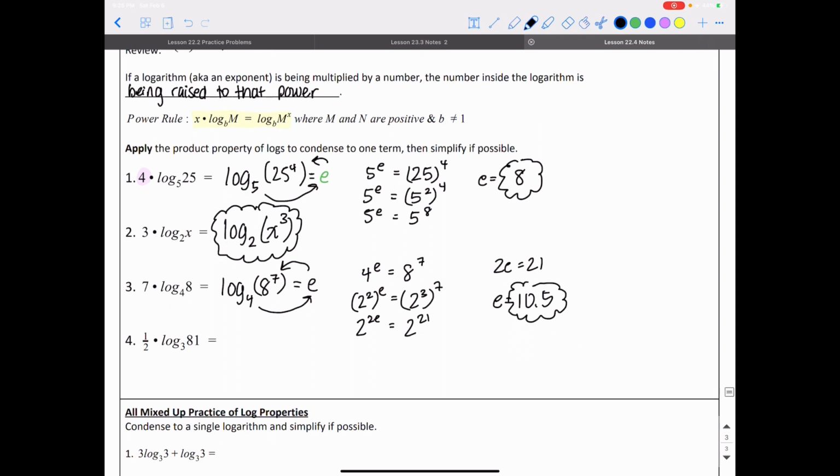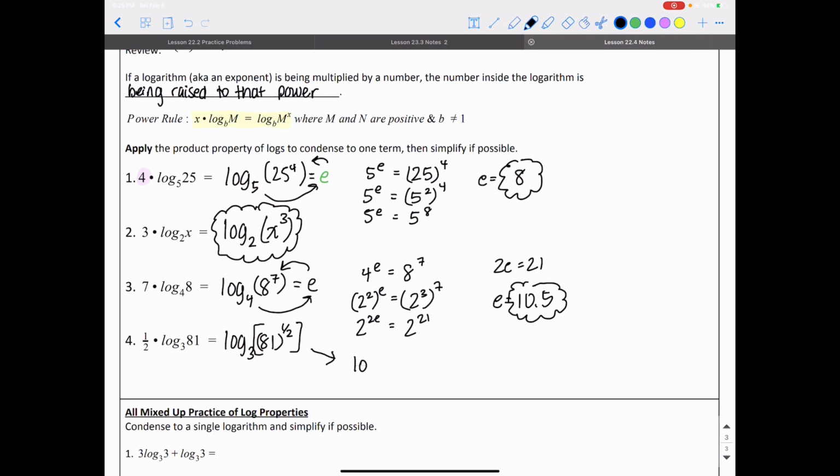10.5. For the last one, I have 1/2 times log base 3 of 81. That's the same as log base 3 of 81 raised to the 1/2 power. Actually, yes, 1/2 power, and this is inside of the logarithm. This is 81 to the 1/2 power. That's the same thing as taking the square root of 81.